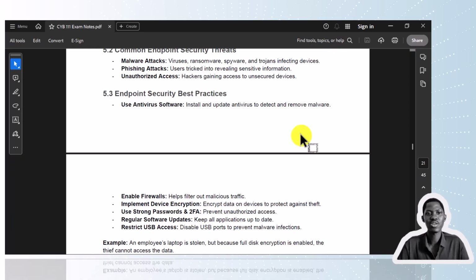Now, another best security practice is to use strong passwords and 2FA. We've been shouting about it. Use passwords that are strong. Don't use common passwords. Don't use weak passwords. Use different passwords across your accounts, and make sure you have multi-factor authentication, or 2FA, enabled on all your accounts to prevent unauthorized access.